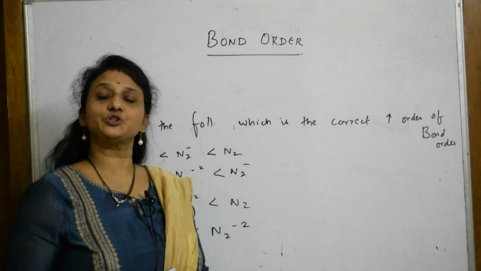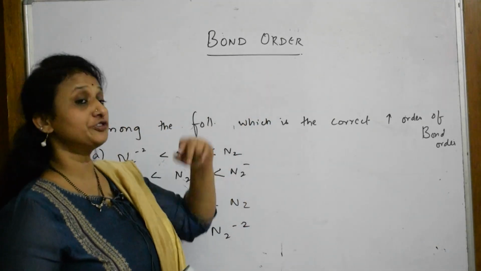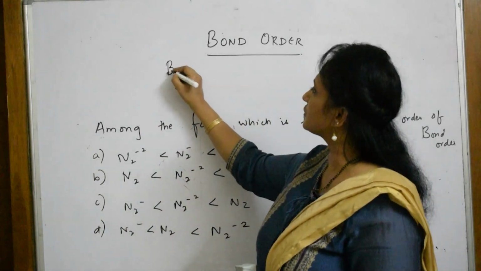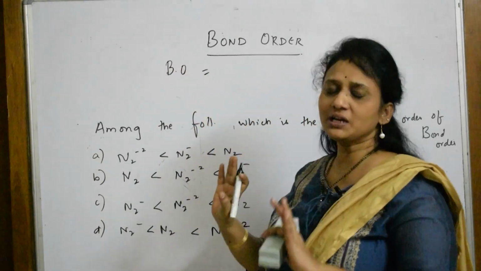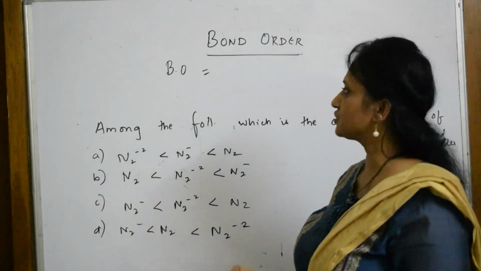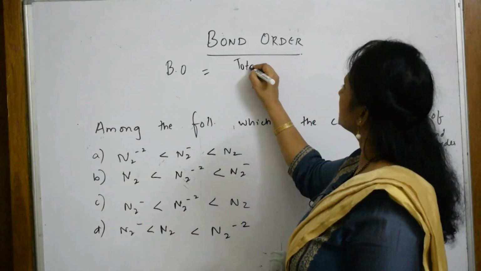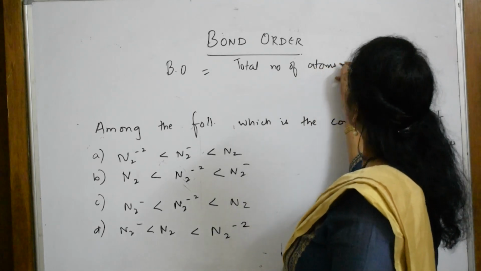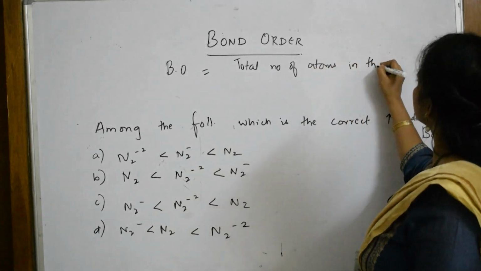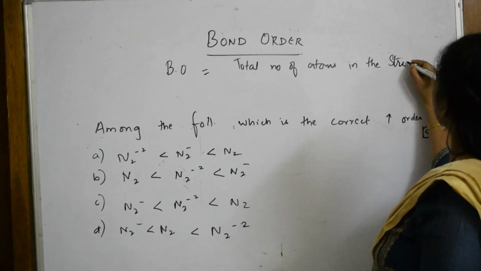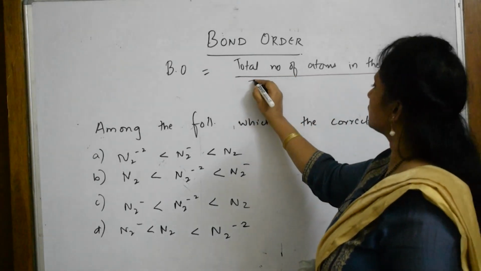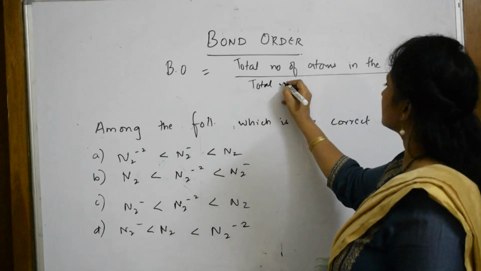Right, now let us come and do one more question based on the concept of bond order. Right, so basically bond order, I'll give you a trick here, just remember. So normally if I have to see the definition of this one, bond order is nothing but total number of bonds in the particular structure by total number of resonating structures. Okay, total number of resonating structures.